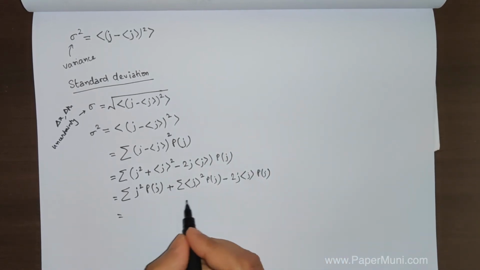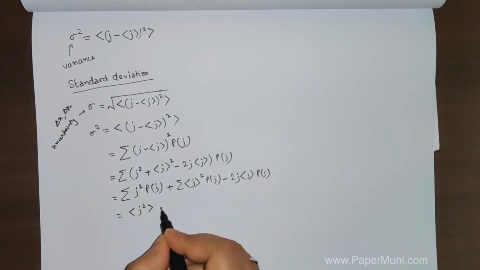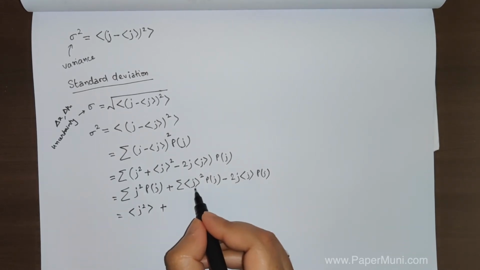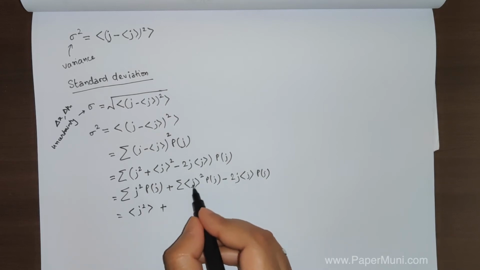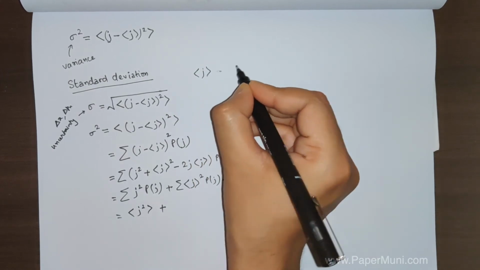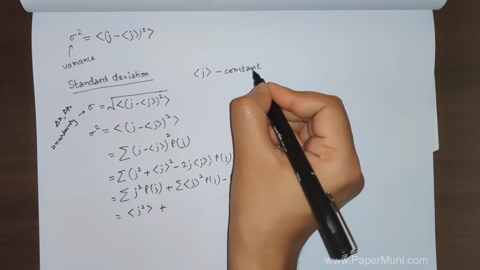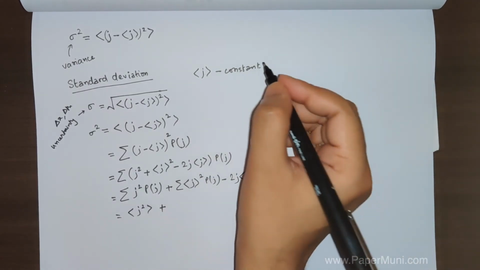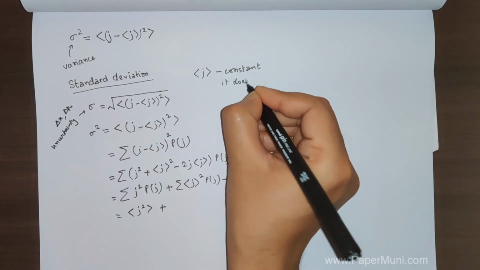Okay, so what do you get? You see this quantity is simply what? By definition, this is the mean of j square. This quantity is what? This quantity is this. See, mean j is a constant quantity. You will always remember this. This is a constant. It doesn't change with j. This mean is the same value for the whole distribution. It does not change with j.